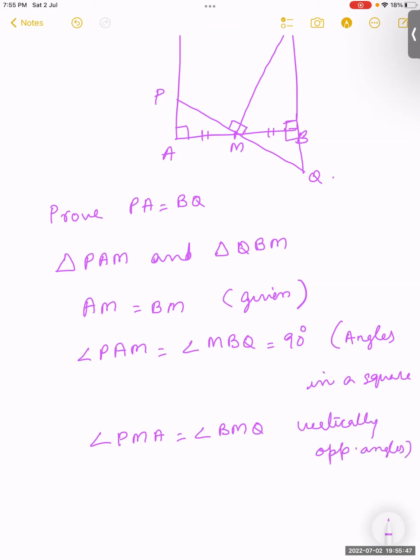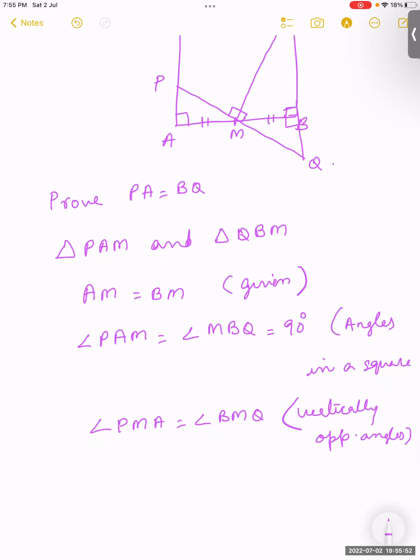So now you can establish the congruency. So three things you have proved. Now you can say which triangles are equal. Triangle PAM is congruent to triangle, corresponding to P comes Q, corresponding to A comes B, and corresponding to M comes M only, right? Understood? Is it clear or not? Shreya and Jia?